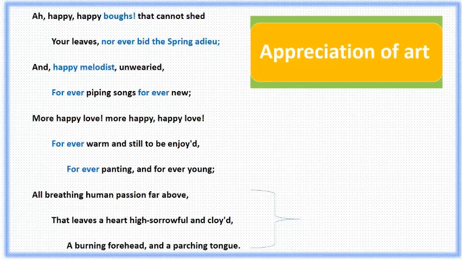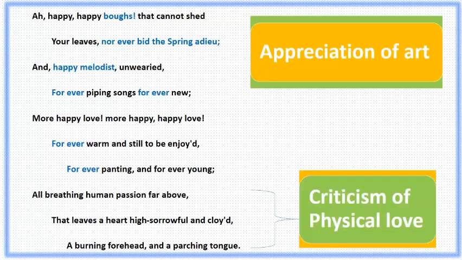In the appreciation of art, Keats even criticizes physical love. The lovers of the painting are breathing above human passion, which implies physical love. While Platonic love is the source of happiness, for Keats, physical or sensual love is the cause of suffering, as suggested by the phrases high, sorrowful heart, burning forehead, and a parching tongue.